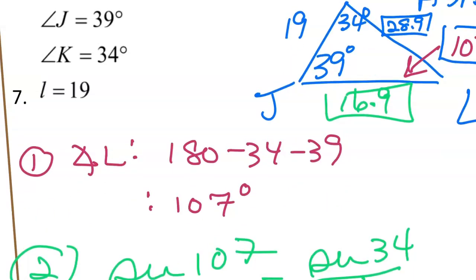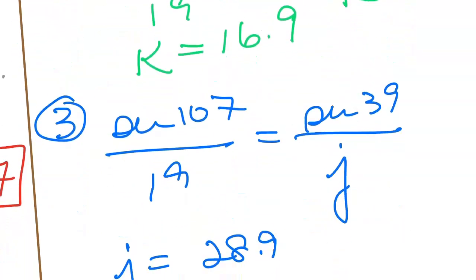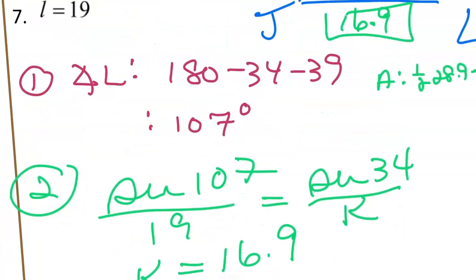Okay, so now I need the area. I'm going to use 28.9 times 16.9 times the sine of 107. Let me put that in. So 0.5 times 28.9 times 16.9 times the sine of 107. Okay, so I'm going to check this, so hang on.